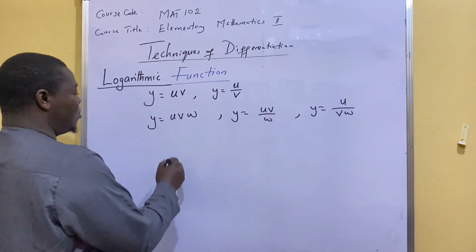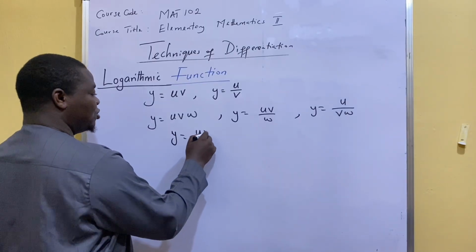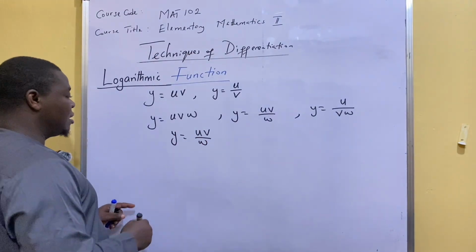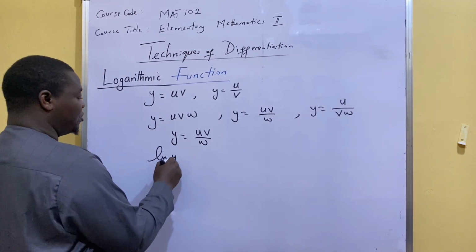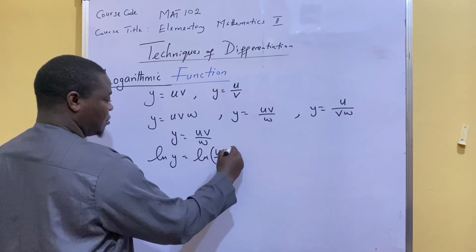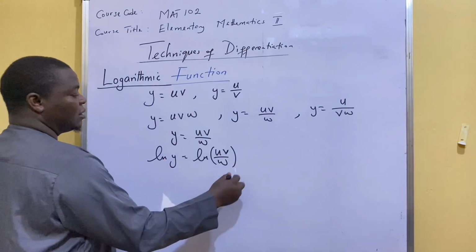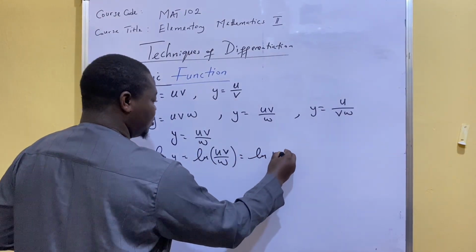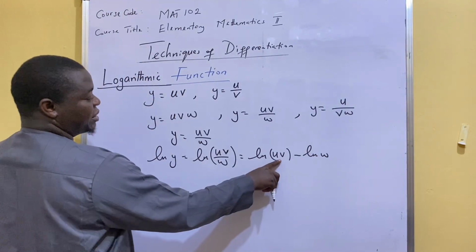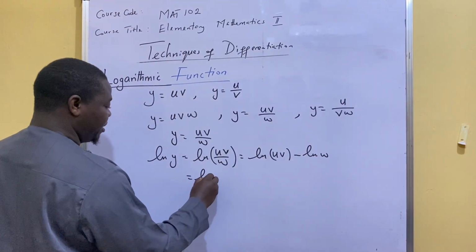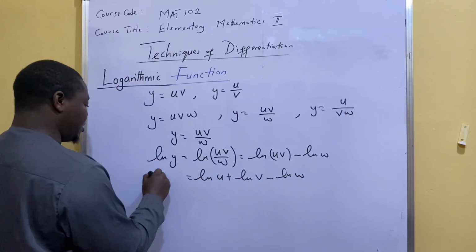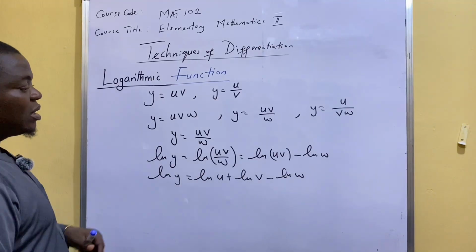Okay, for y equals uv over w, where u, v and w are functions of x, we also take the log of both sides. Applying the law of logarithms here, we're going to have ln uv minus ln w. But here we still have a product, so we're going to have ln u plus ln v minus ln w, equals ln y. Then we now take the derivative.